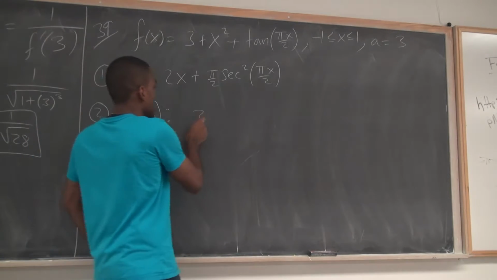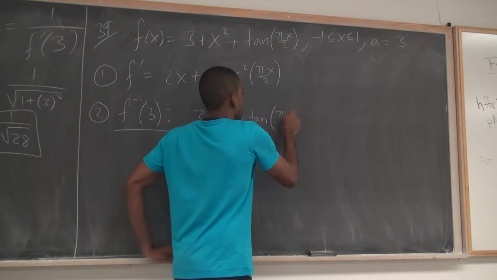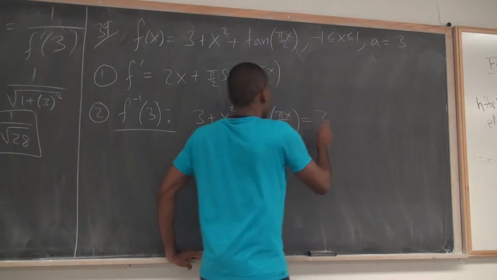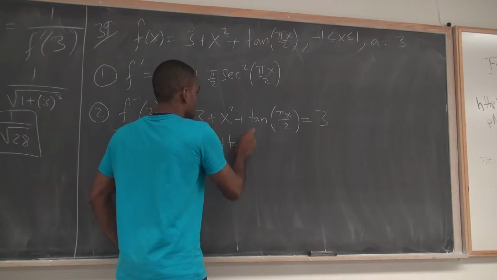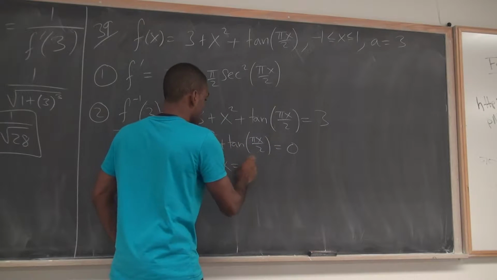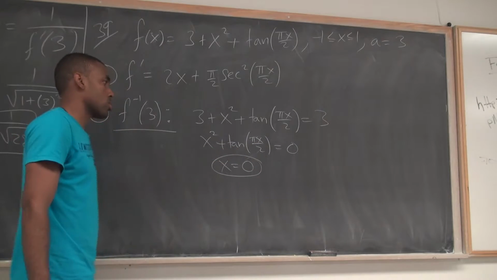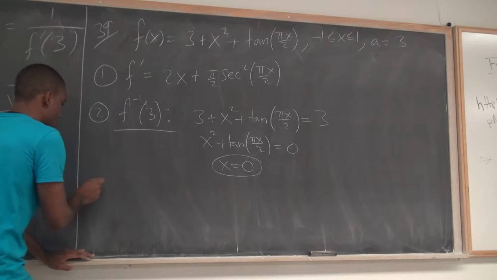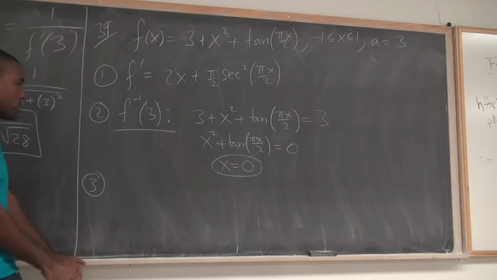So what I'm going to do is set the original function equal to 3, which basically means x squared plus tangent of pi x over 2 equals 0. x equals 0 is an obvious solution, because that would be 0. Tan of 0 is also 0. So x equals 0 is that one. The restriction makes it 1 to 1. So if you see the obvious solution, don't waste your time looking for anything else.